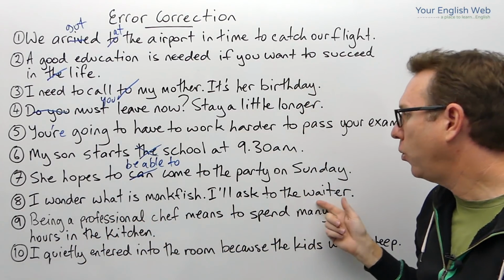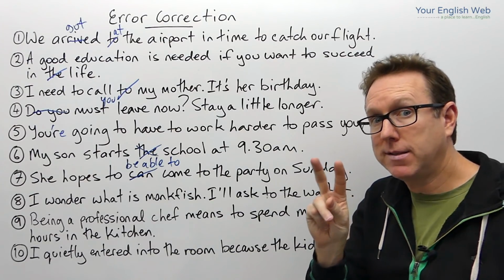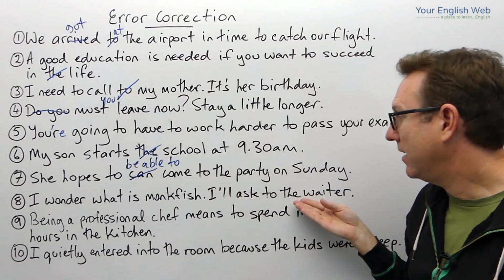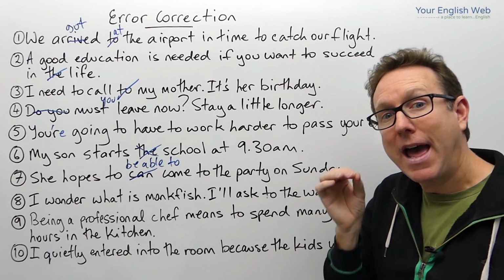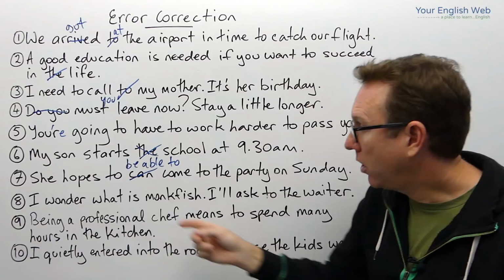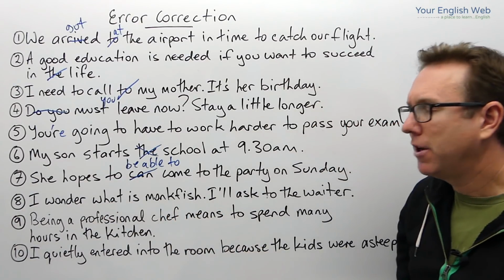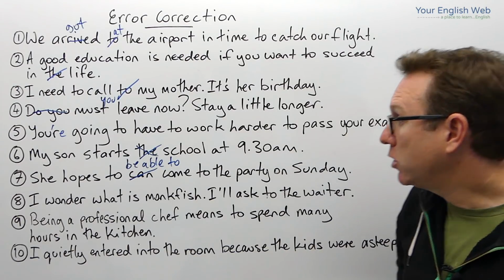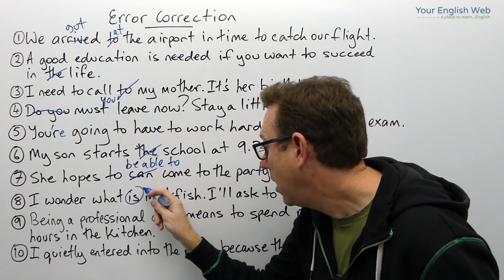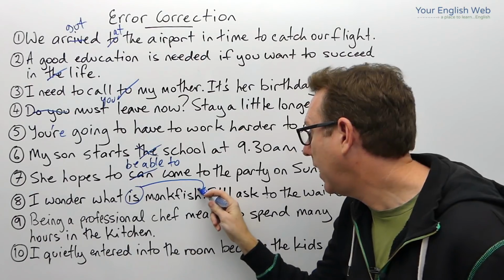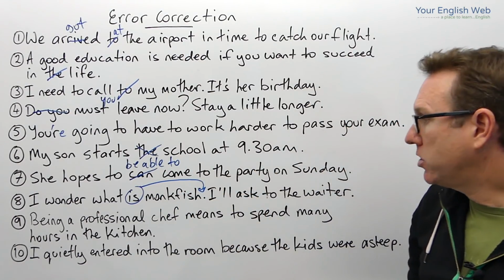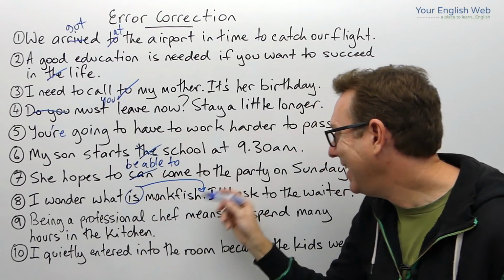I'll ask to the waiter. Two errors in this sentence. One in the first part, one in the second, okay? So let's have a look at where the errors are. So, I wonder what is monkfish. Does that sound correct, that sentence? No, it doesn't, because we need to put the is on the end, okay? I wonder what monkfish is. It's not a question. I wonder what monkfish is.